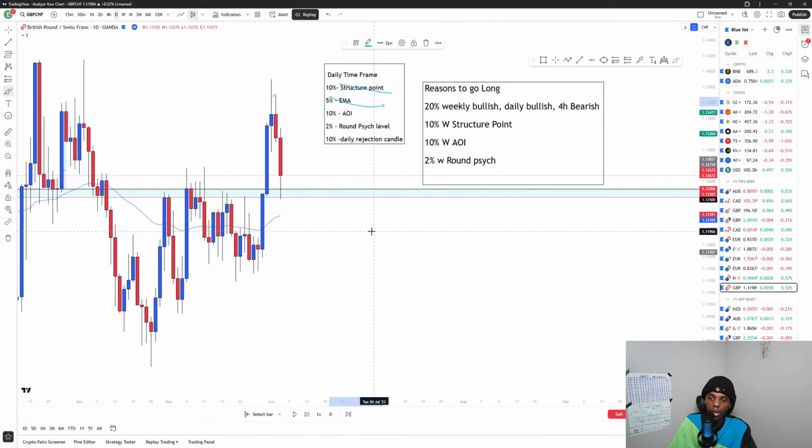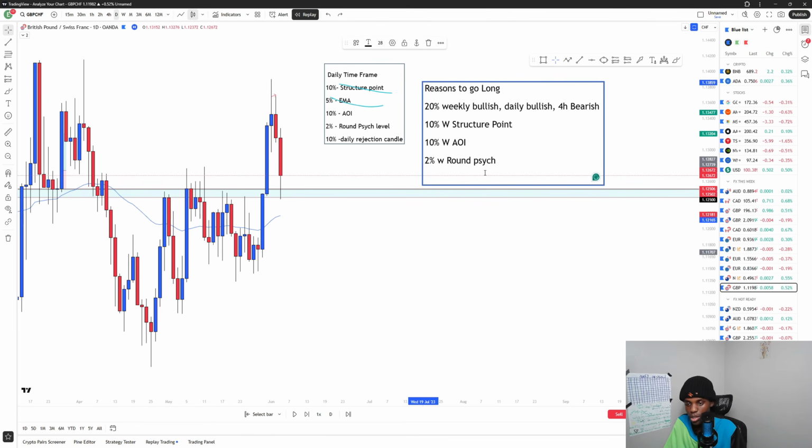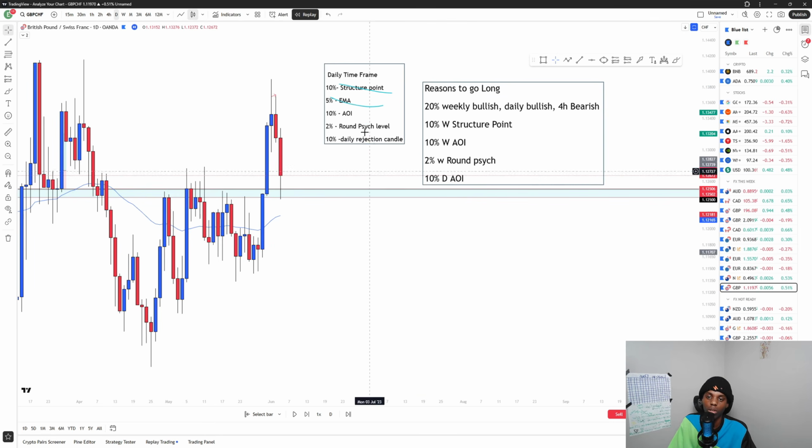Is daily time frame rejecting off of an area of interest? The answer is yes. Daily time frame is rejecting off of this daily area of interest. So I type it up. 10% for area of interest on the daily time frame, and then I just put D for daily area of interest.